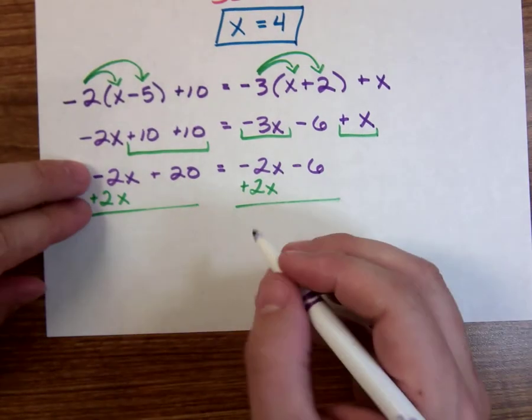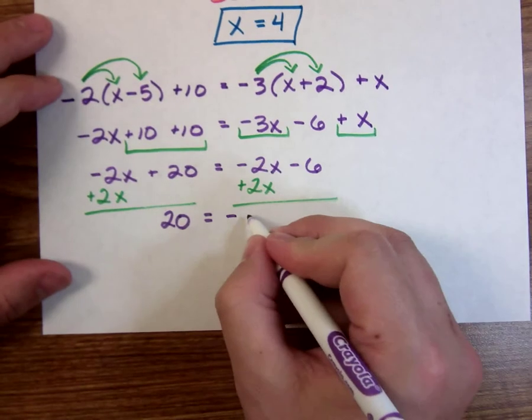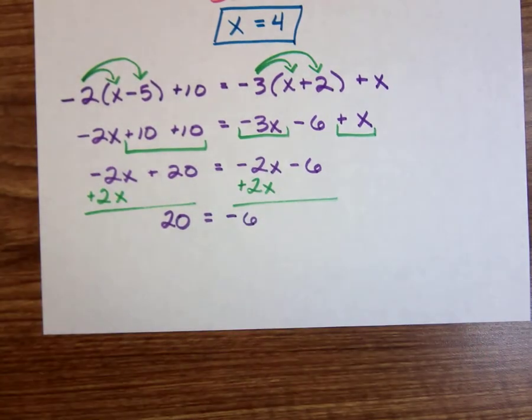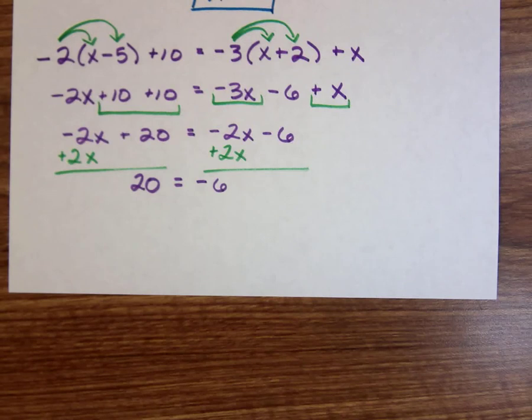Okay, so these cancel, and I'm left with 20. And then these cancel, and I'm left with negative 6. Okay, that's different. What happened? This doesn't look right. Why doesn't it look right? What happened? You got rid of x? All of our x's are gone.